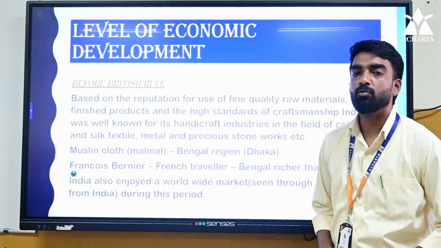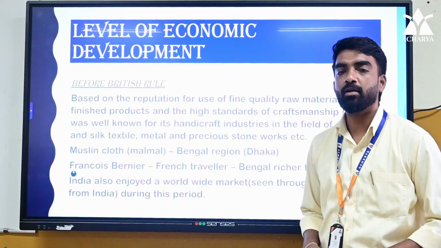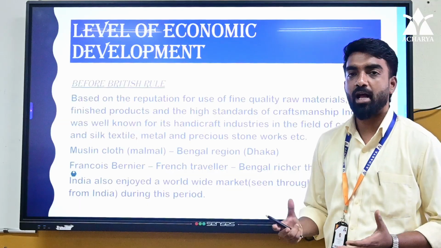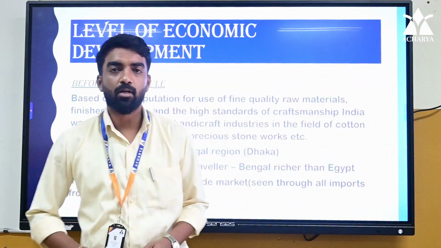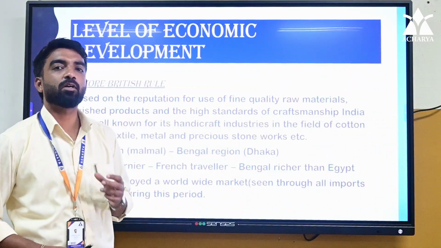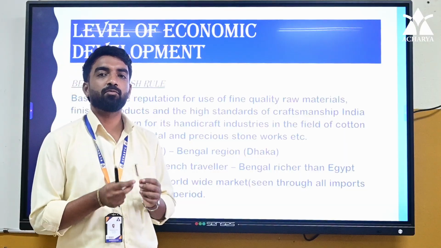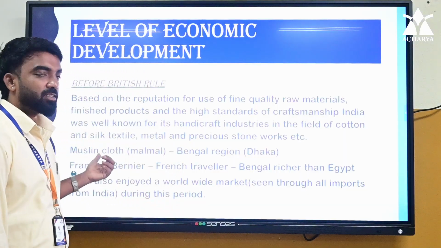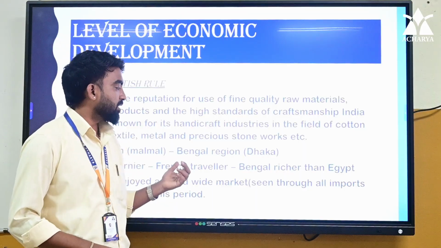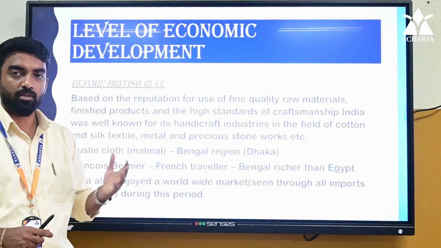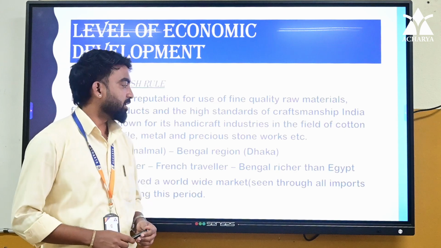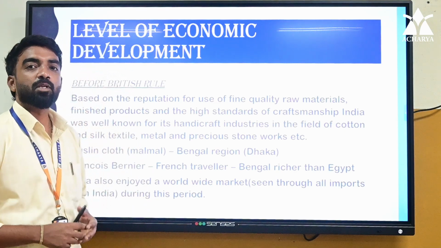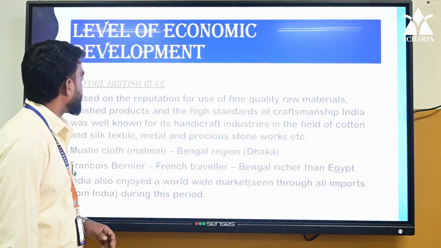Now let us understand the level of Indian economic development under British rule. India was known for its famous handicrafts. You might have heard a story about a cloth or a sari which can be folded and kept in a matchbox. That is called muslin cloth. It has its origin in the Bengal region, the current West Bengal and Bangladesh. It is also called Dhakai cloth, and it was a symbol of royal status.